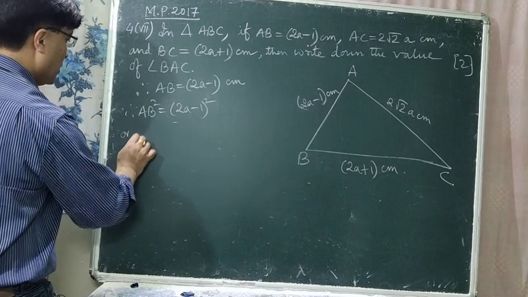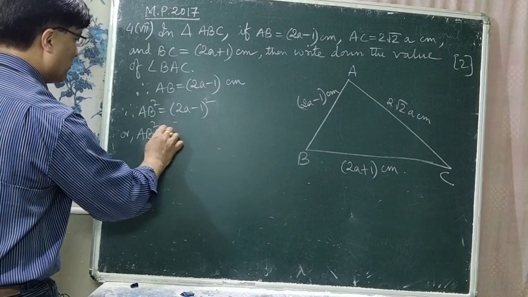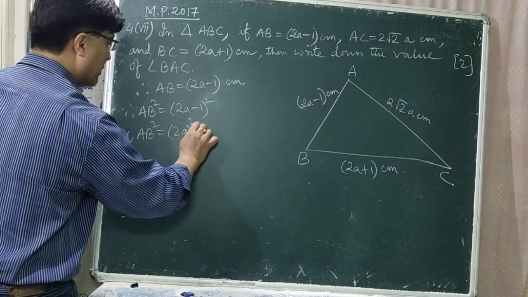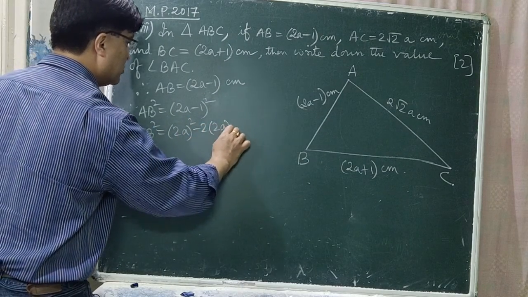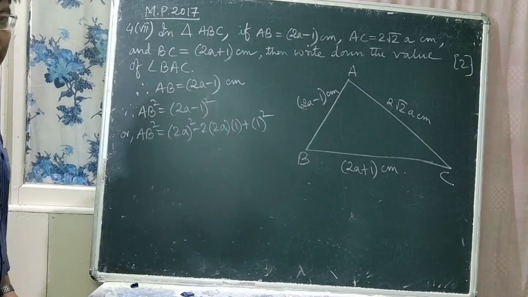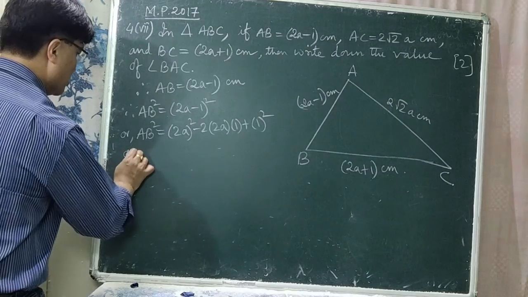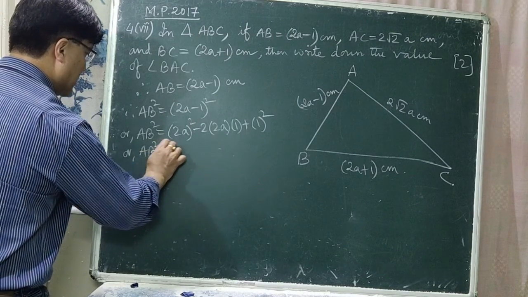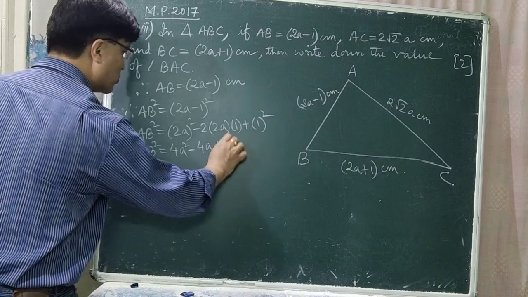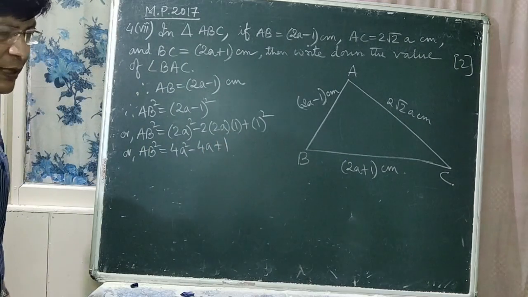Okay. So AB square is equal to, you know the formula, (a minus b) whole square, that is a square minus 2ab plus b square, right? So what do we get here? AB square is equal to 4a square minus 4a plus 1. So this is your AB square.